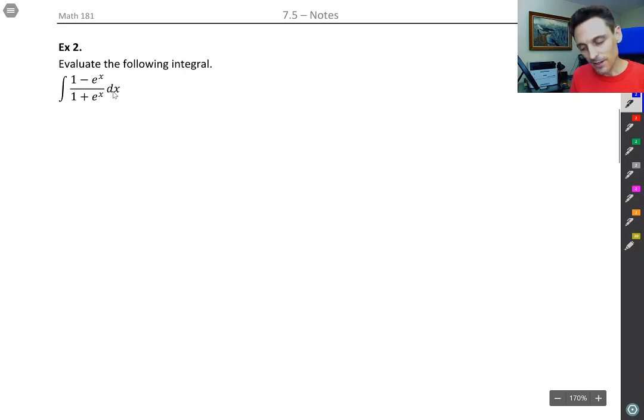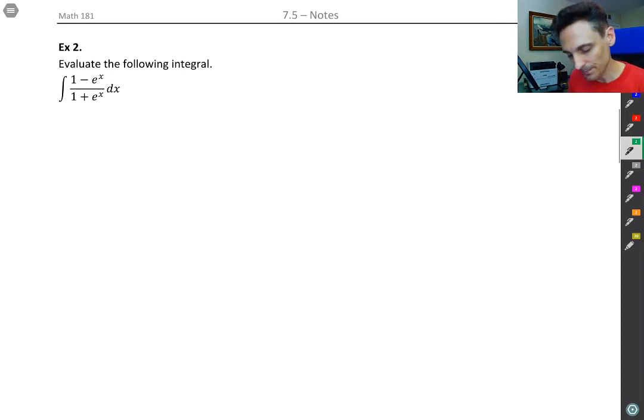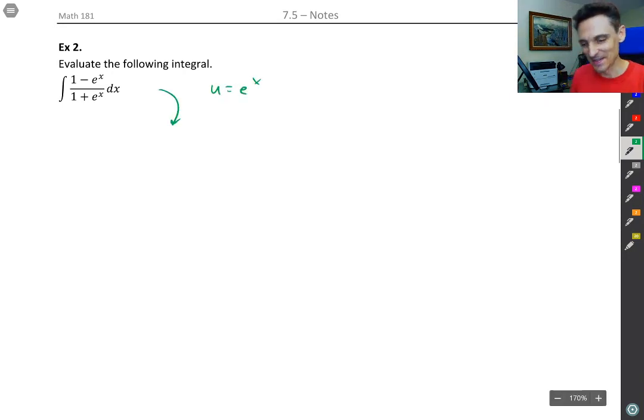But what I want to do here is try just letting u equal e to the x. The du doesn't appear with the dx again, but let's see if we can handle that. Let's just try to follow through with the substitution. So if we let u equal e to the x, the du would be e to the x dx.